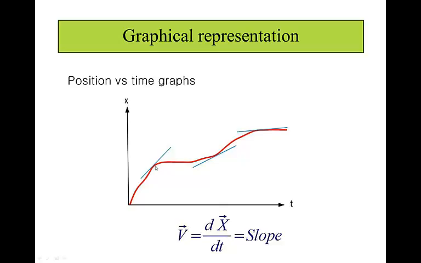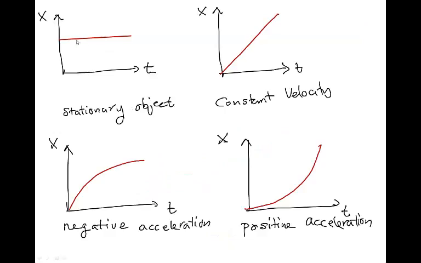So in this graph, slope at a given point represents the velocity at that point. So now let's look at some examples. The first graph has a straight line parallel to the time axis. So that means there is no change in the position. So the object is at rest, it's not moving.